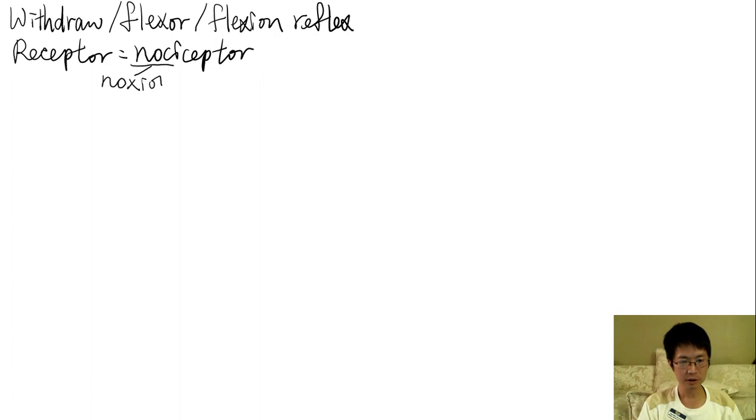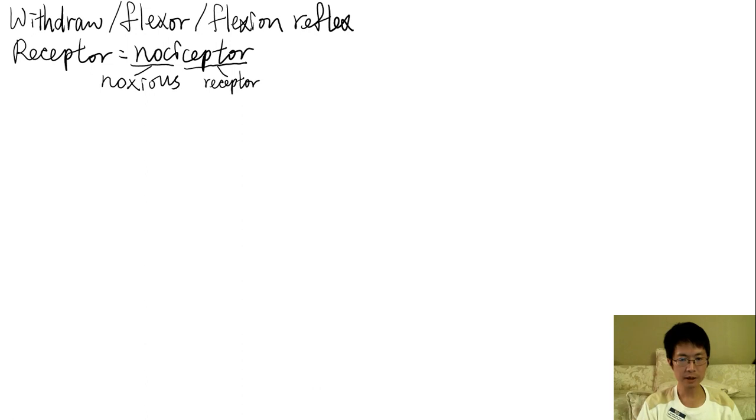It is a receptor that detects noxious signal. In other words, it is for pain. Okay. And nociceptor for pain.